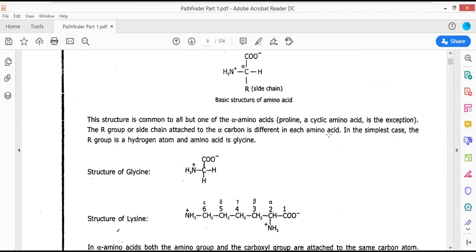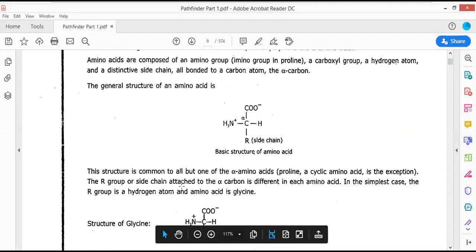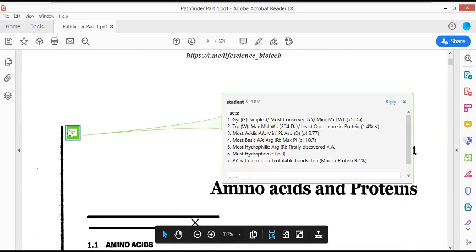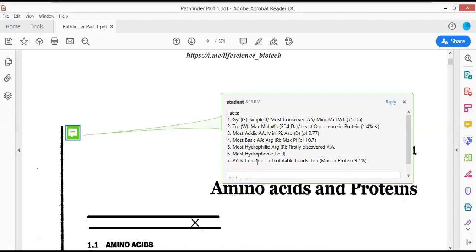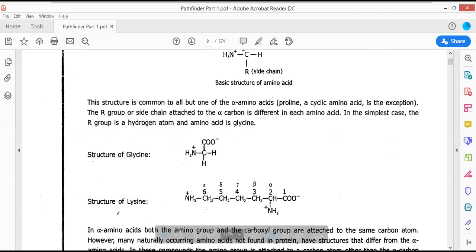Now moving forward, you see the structure of lysine. There I have written something. Can you recall what I have written here? See, the maximum number of rotatable bonds were present in the case of leucine. Okay, no problem. Now look here. This is a basic amino acid residue because in the side chain there is an amino group which is present. That is why it is basic.